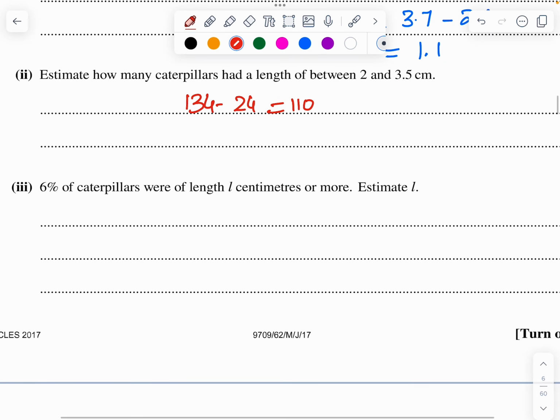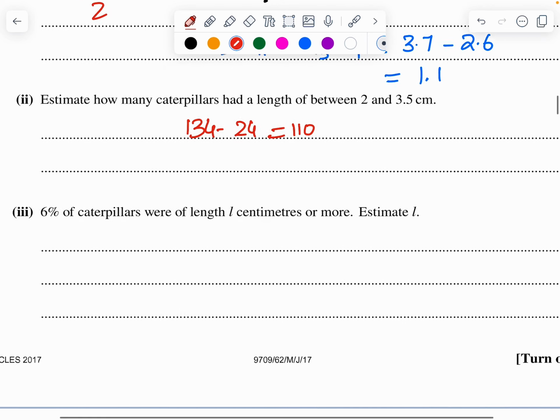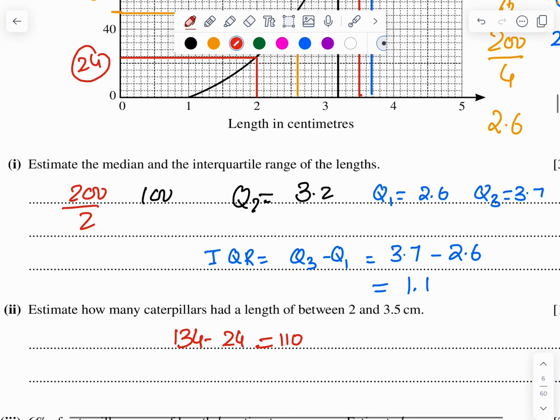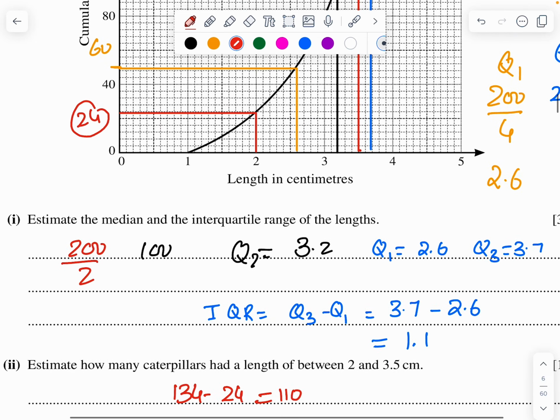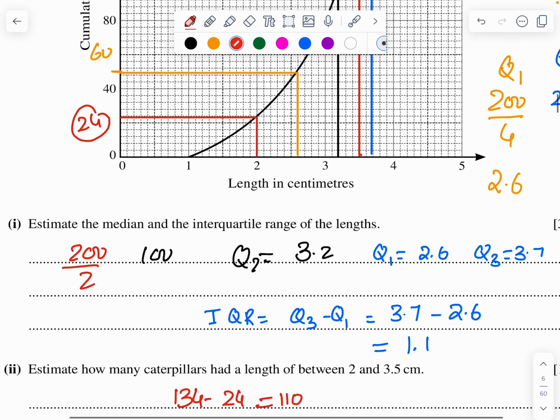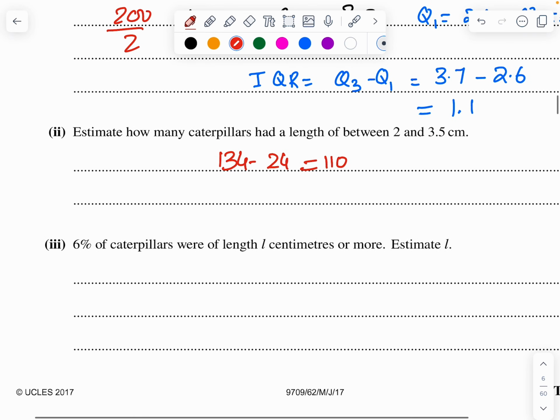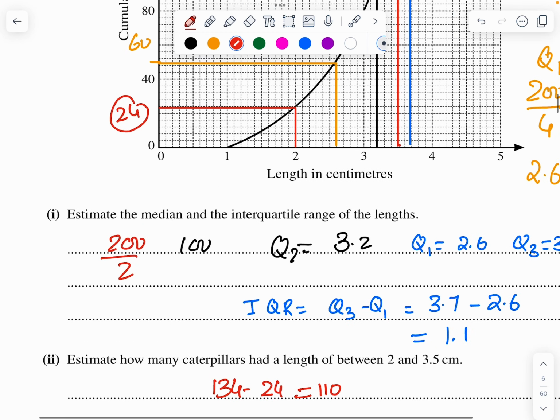6% of caterpillars were of length L centimeters or more. Calculate the length of L. So 6% of the caterpillars is 6 upon 100 times 200, which is going to be 12. 12 caterpillars. So what am I going to do? From 12, I'm going to draw the line and hit it over here.